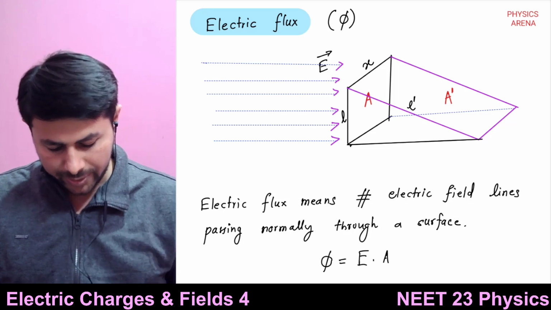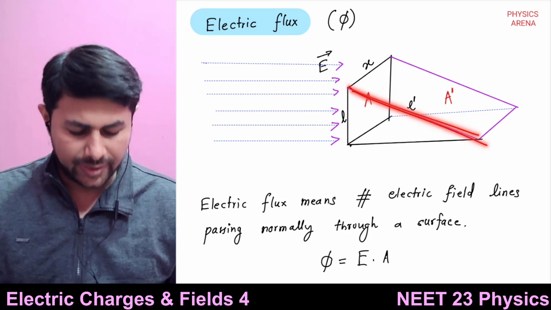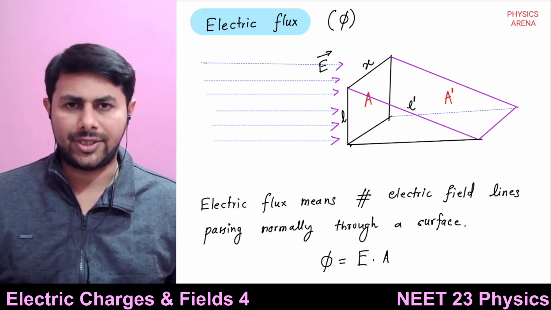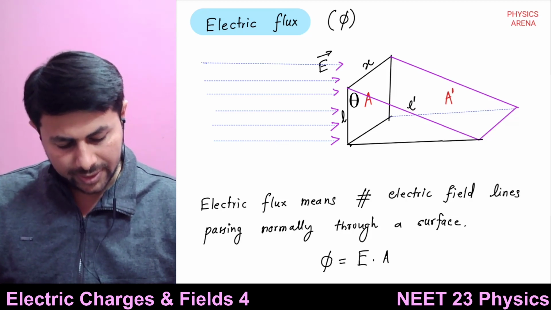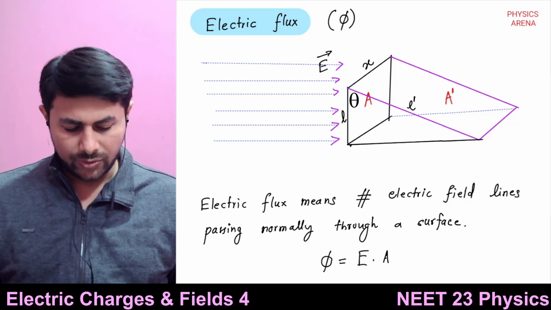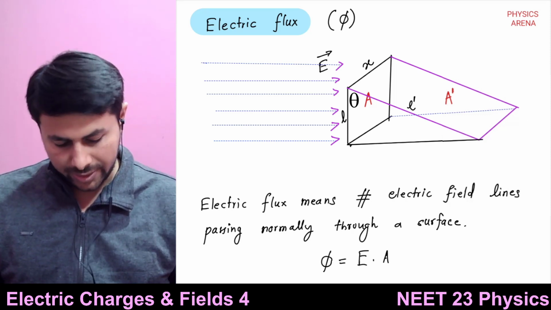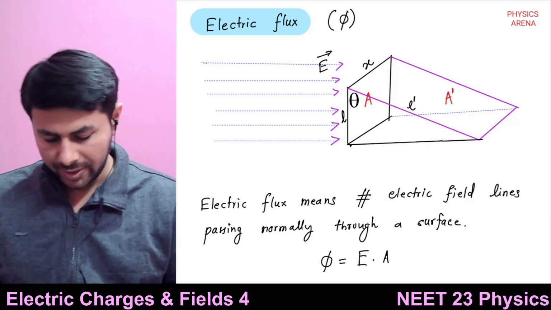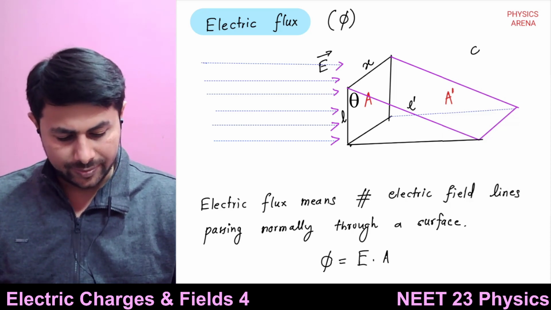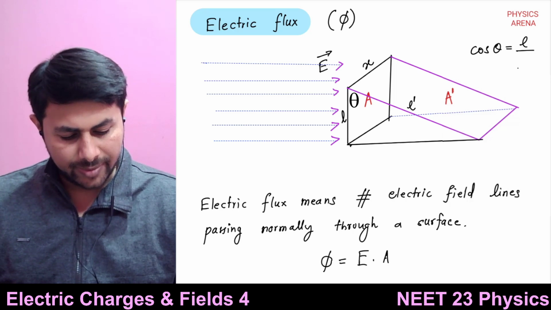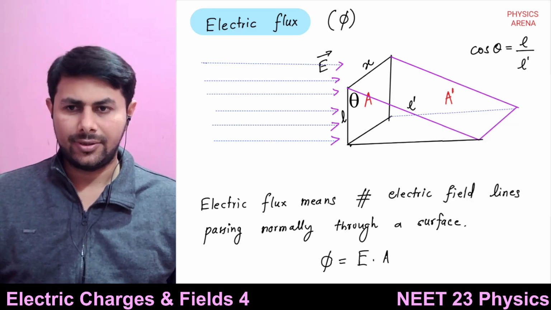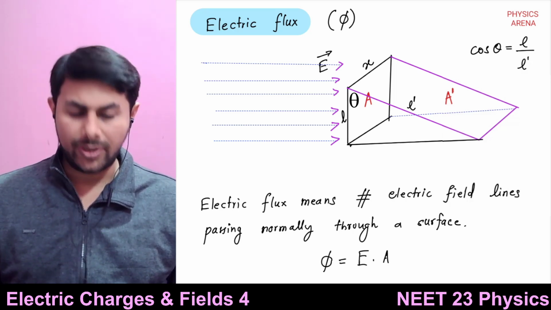So let's suppose this length is L dash. Now this angle is suppose theta. What would be theta in terms of this length and this length? We can say cos of theta is equal to L divided by L dash. Okay, cos of theta is L upon L dash.